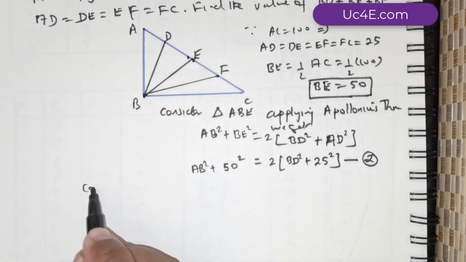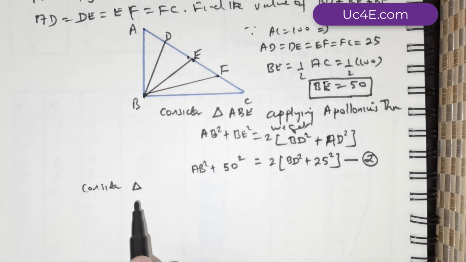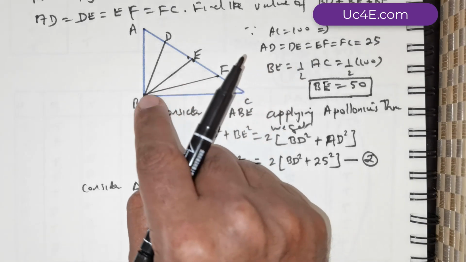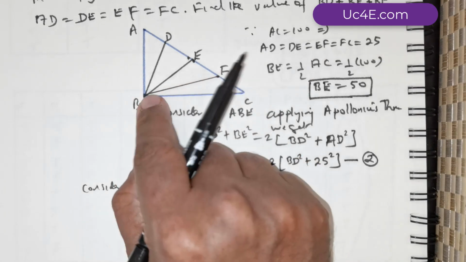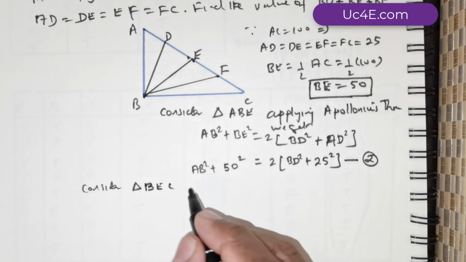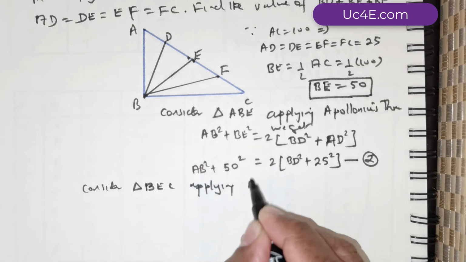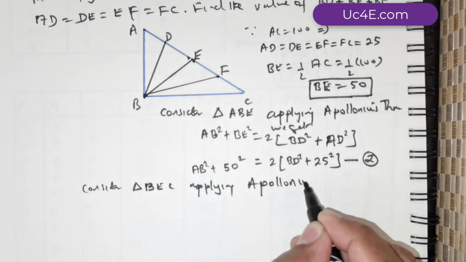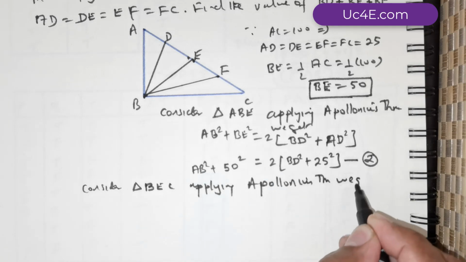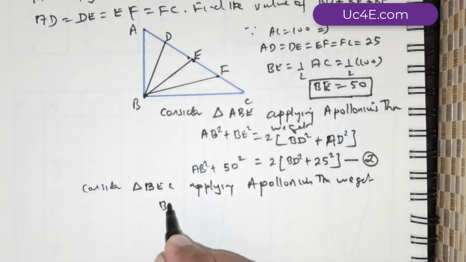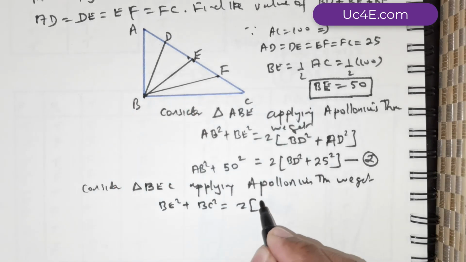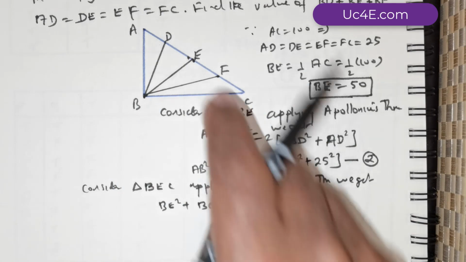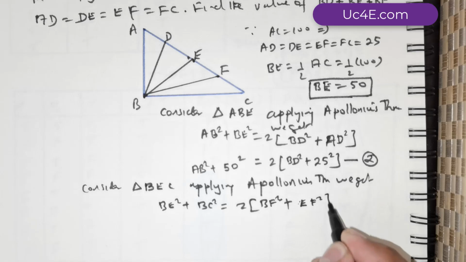So now moving on, we will have to consider triangle BEC. So you got BF to be the median, and applying Apollonius Theorem we get, so what do you get? This is going to be BE squared plus BC squared is equal to 2 times, this is the median we are targeting, so that's going to be BF squared plus EF squared.